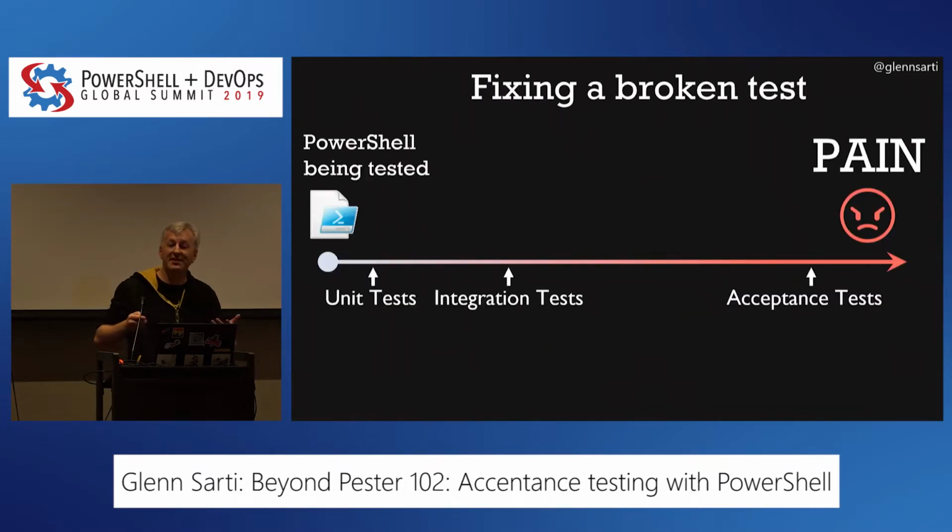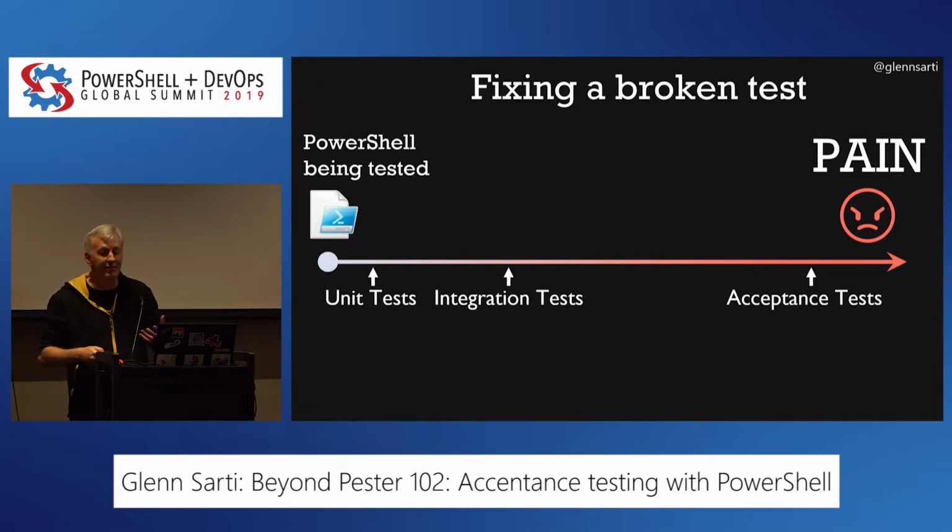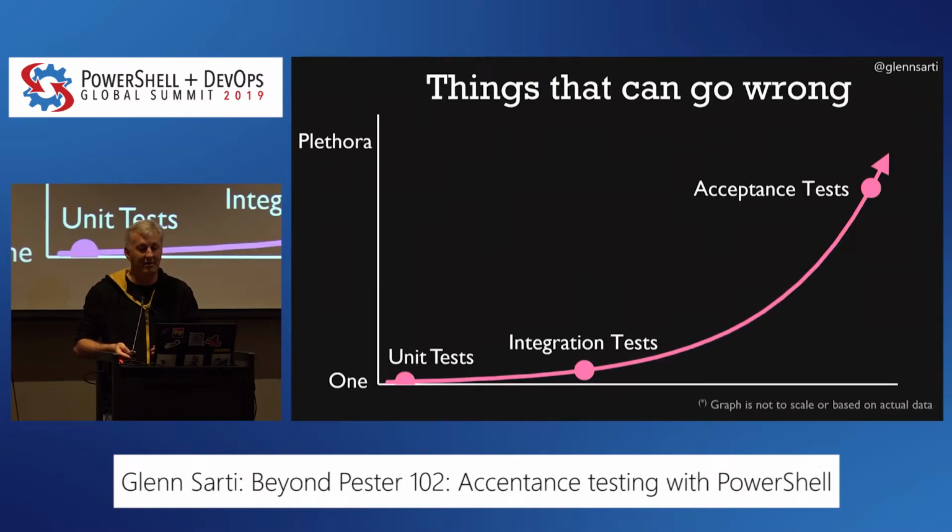And even when an acceptance test fails, it really doesn't give you an idea of where to even start looking for it. Because the further the test is from the code that you're actually testing, the harder and more painful it is to actually find the bug that caused it in the first place. There are more functions, more abstractions, more things to consider. There's more cognitive load. Because there's more that can go wrong.